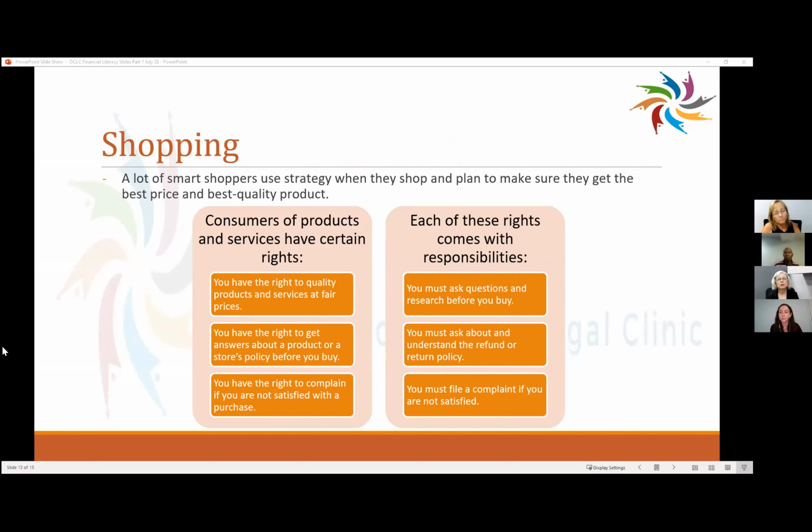So smart shoppers use strategies to get the most bang for their buck. So that's one issue. The other one is shoppers have rights and responsibilities. You can read those on the graphic there.